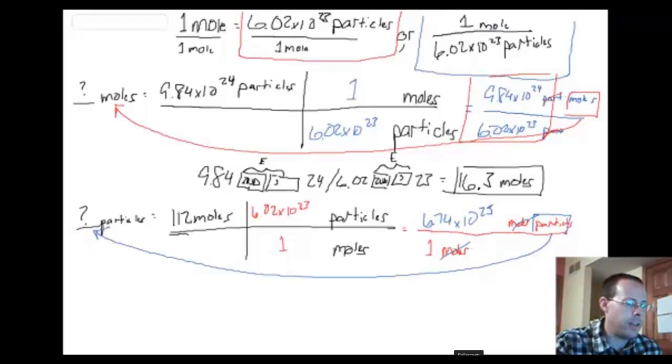Your calculator might end up putting out an answer that looks like this. It'll probably say 6.74, a little e. And that capital E just means times 10 to the. So we just expand that when we write it out longhand, times 10, and then we raise that 25 as an exponent. And that is converting moles to particles or particles to moles using Avogadro's number to do so.